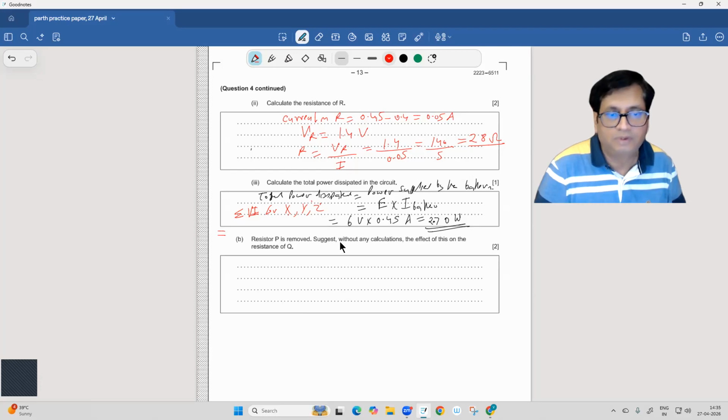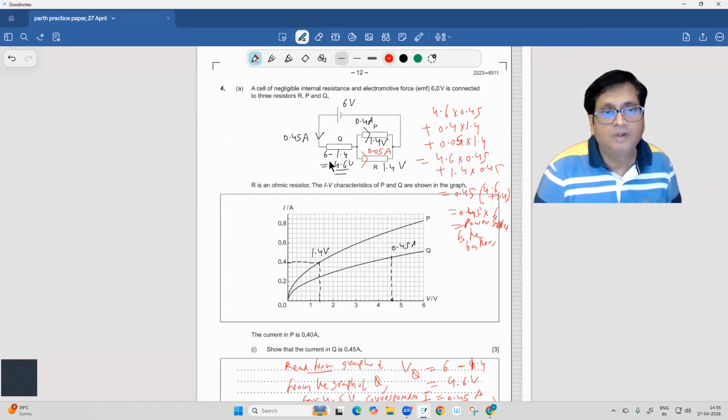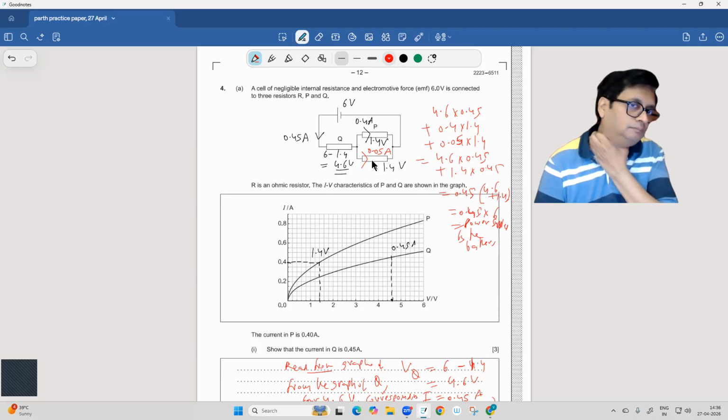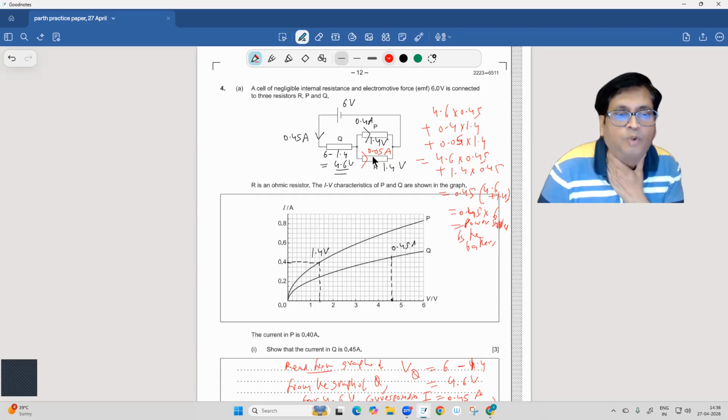Resistor P is removed. Suggest without any calculations the effect of this on the resistance of Q. Q में क्या असर पड़ेगा, अगर P को हटा देंगे तो overall this resistance will be removed, right? So the alternate path will not be available, right? So whatever current is there, it has to go from here only, right? What will happen? There is no current going here. So more current will try to go here.